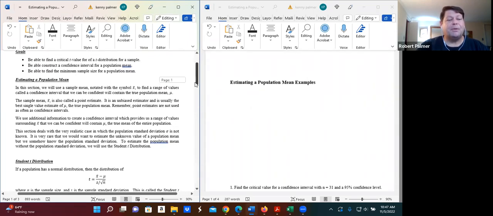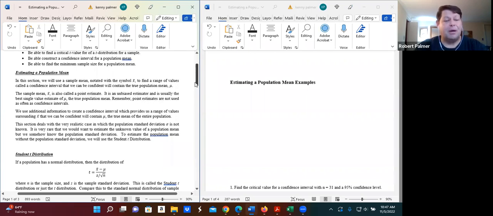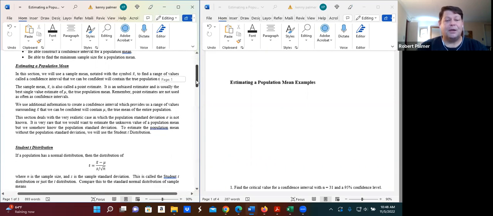Now, in general, estimating a population mean is a lot like estimating a population proportion. This time we call our true population mean mu, which we don't know. Then we create a sample, and we get a sample average, or sample mean, which we call X bar. We want to use that X bar to construct an estimate of the population mean.